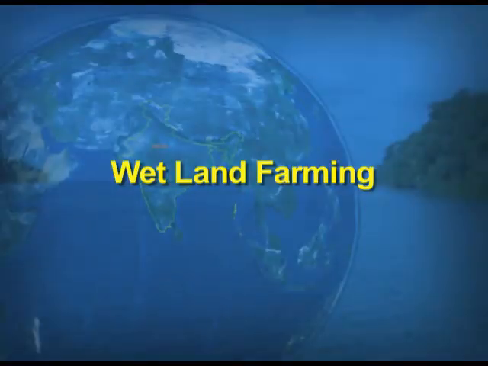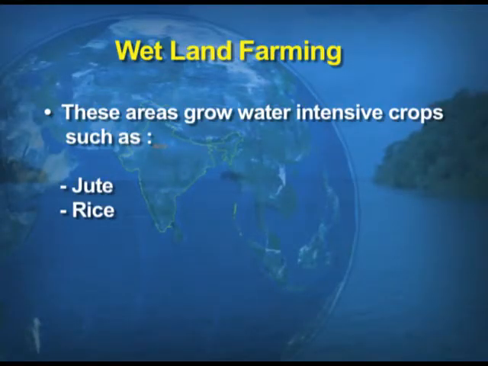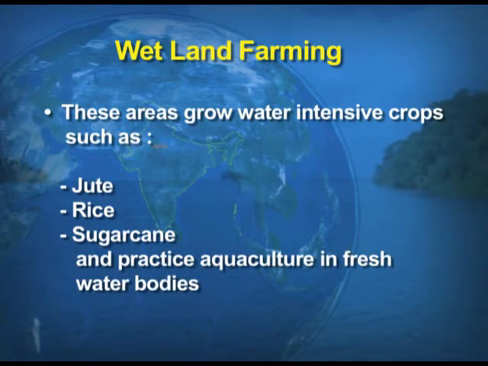Now, when we talk about wetland farming, the areas where the amount of rainfall is more than 75 centimeters go for wetland farming. In these areas, more water is available in the rainy season than is required by the crops. Naturally, the crops grown will be those which require a high amount of water. For example, jute, rice, sugarcane. These are the basic crops which are grown under wetland farming.